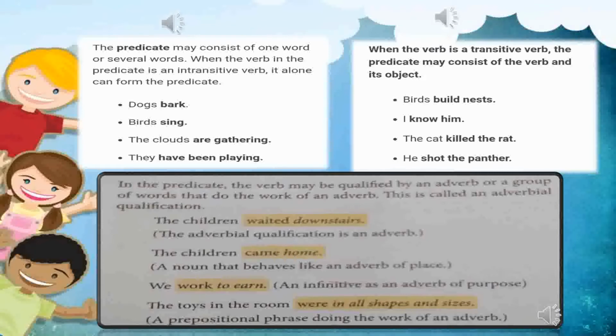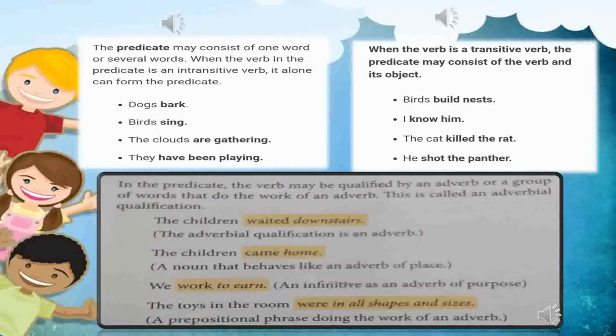Second, the children came home. Here came home is the predicate, and here home is a noun that behaves like an adverb of place. Third one, we work to earn. Here the predicate is work to earn, and from the predicate, to earn, an infinitive, is an adverb of purpose. Here the infinitive to earn is used as an adverb of purpose.